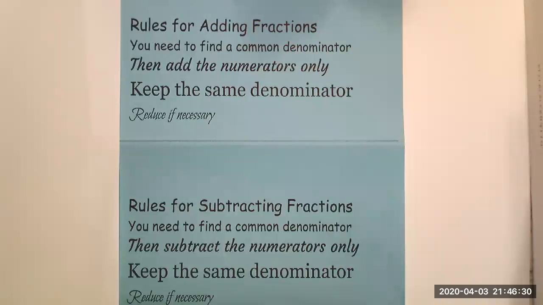In both situations, you need to find a common denominator. Then you add the numerators only if you're adding, or you subtract the numerators only if you're subtracting, and you'll keep the same denominator in both situations. You'll reduce if necessary.